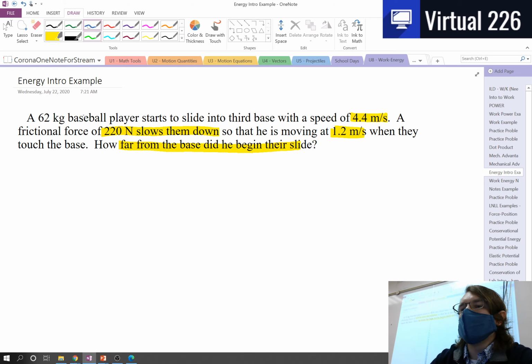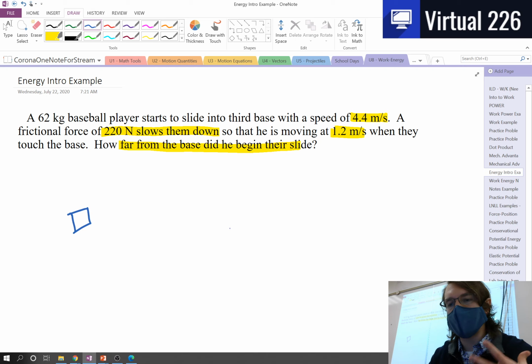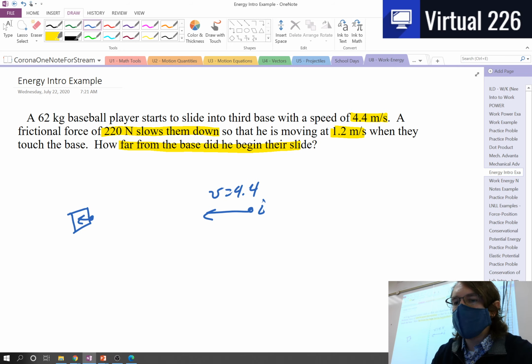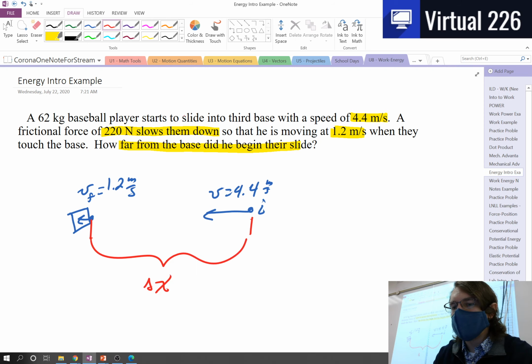We know, and let's just draw a picture here, that if this is third base, let's just draw the base right here. These don't have to be great drawings, but drawings are how we look at problems. We know initially they have some speed of 4.4 meters per second, and when they hit the bag, they're still moving at some final speed of 1.2 meters per second. And we're just trying to figure out, from here to here, what is this delta x?